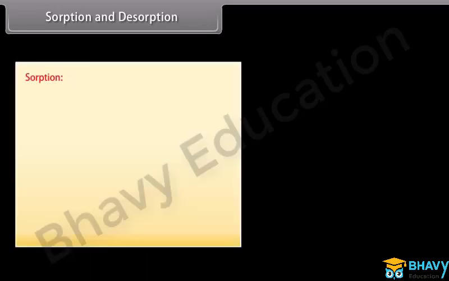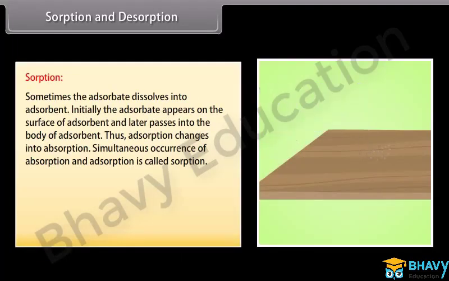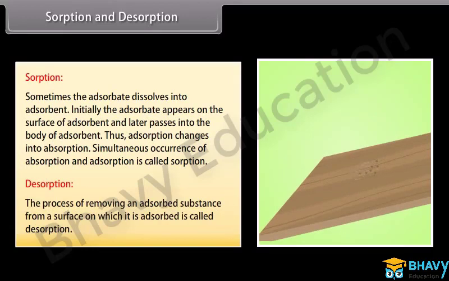Sorption and desorption. Sorption. Sometimes the adsorbate dissolves into the adsorbent. Initially, the adsorbate appears on the surface of the adsorbent and later passes into the body of the adsorbent. Thus, adsorption changes into absorption. Simultaneous occurrence of absorption and adsorption is called sorption. Desorption. The process of removing an adsorbed substance from a surface on which it is adsorbed is called desorption.